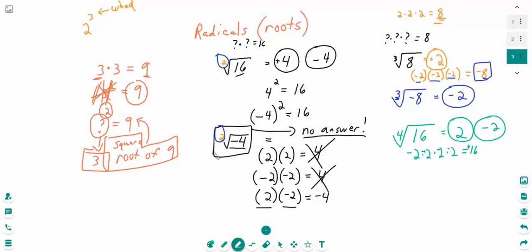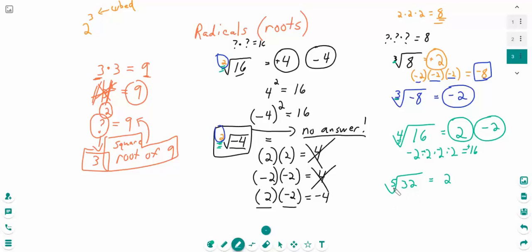So again, if you have even numbers, that's the pattern that you need to see here. If you have even roots, then there will be a positive as well as a negative solution. If you have odd roots, such as what we have here, a 3, or if we wanted to do a 5, just to make it easy, we'll keep it with a 2. So the fifth root of the number 32 is 2. 2 times itself 5 times will give us 32, all right?